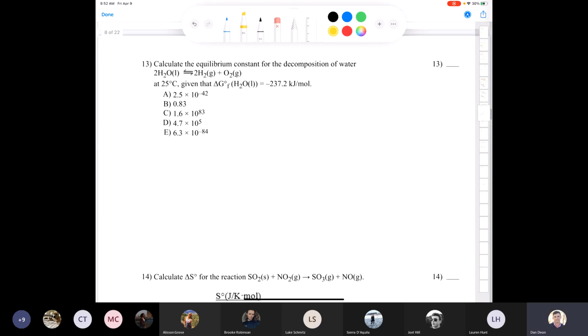Question 13, calculate the equilibrium constant for the decomposition of water, given that the delta GF of water is equal to negative 237 kilojoules per mole. Well, if I want to know the equilibrium constant for the decomposition of water, which is this reaction right here, I'm looking for the K. K is equal to what? And all I'm given is the delta G of formation of water.